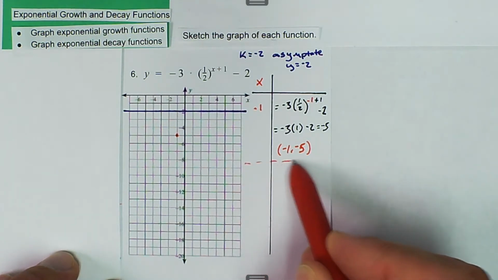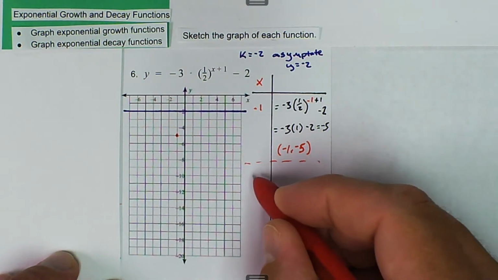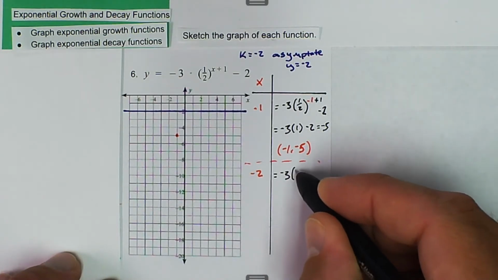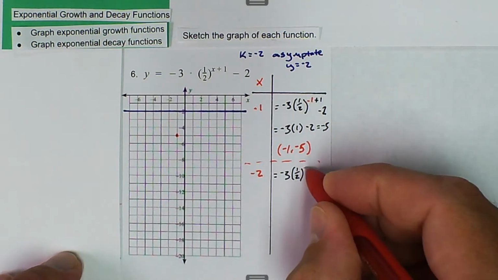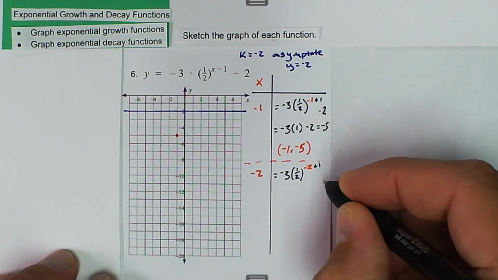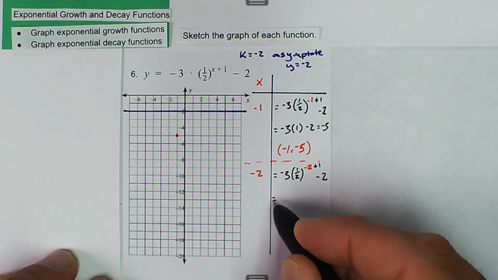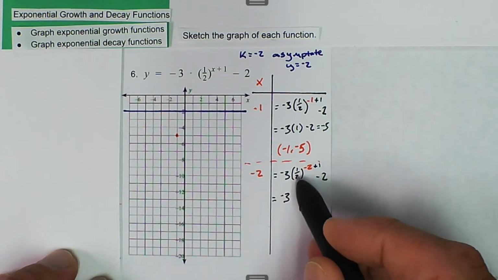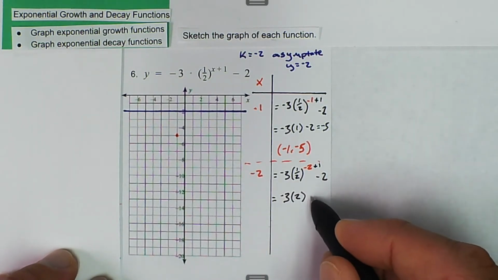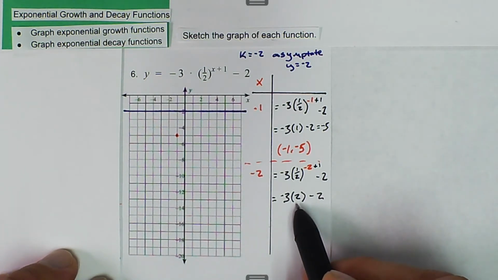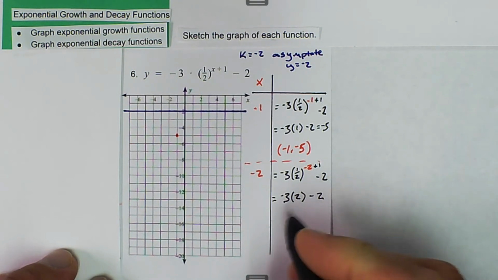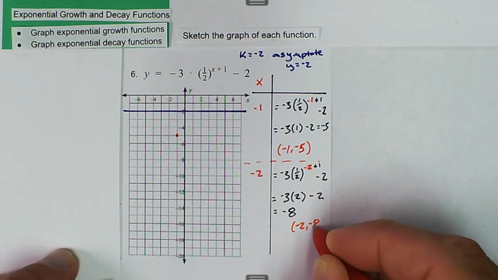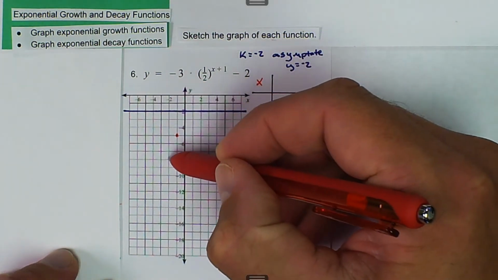Then we can get our next point. Another good point to pick would be -2. So I can substitute in -2, and we get -3 times 1/2 to the -2 plus 1 minus 2. So -2 plus 1 is -1. So we use the negative exponent rule. Our 3 comes down. The negative exponent rule flips our fraction, so it becomes 2/1. So -3 times 2 is -6. And then minus 2 is -8. So then we get -2, -8. So -2, -8 is right there.